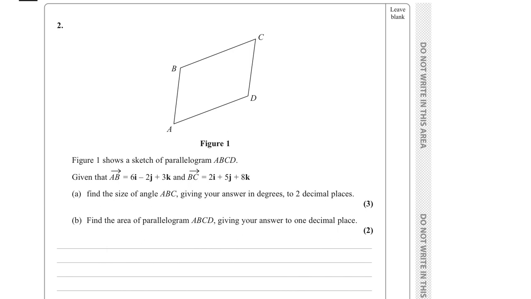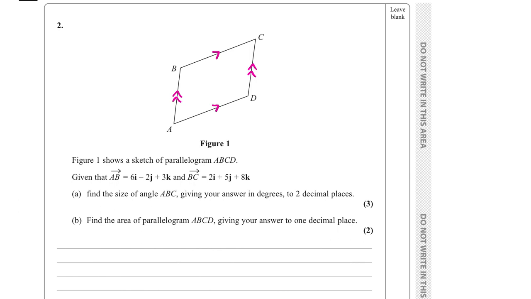So, figure 1 shows a sketch of a parallelogram. Now, when you say these words, I really want you to think, what does that mean in layman terms? That means that these sides are parallel and equal. That means these sides are equal and parallel. So please make sure they're giving you clues.